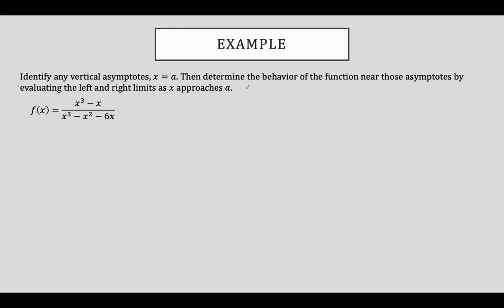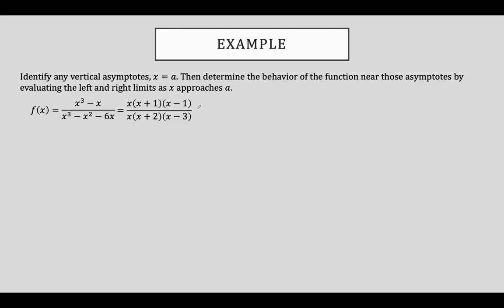So let's find our vertical asymptotes. Again, we're dealing with a rational function. This is a polynomial divided by a polynomial. We begin by factoring the numerator and the denominator completely. Start off, always look for a greatest common factor. Notice that the numerator and denominator can both factor out an x, and from there we can continue to factor.